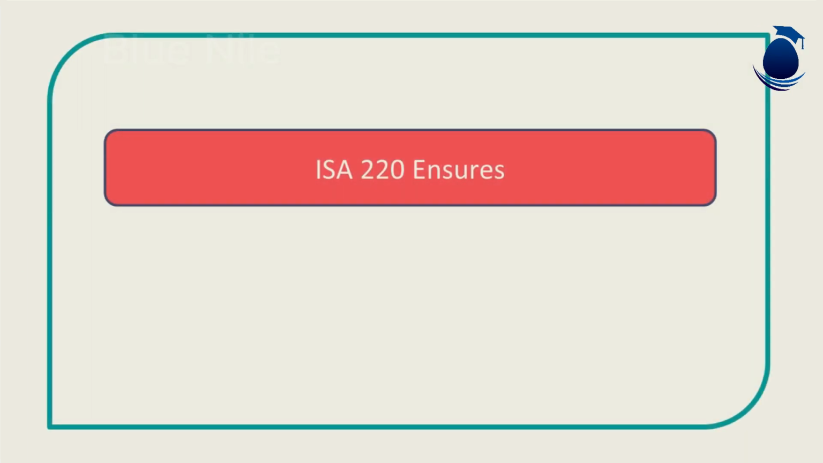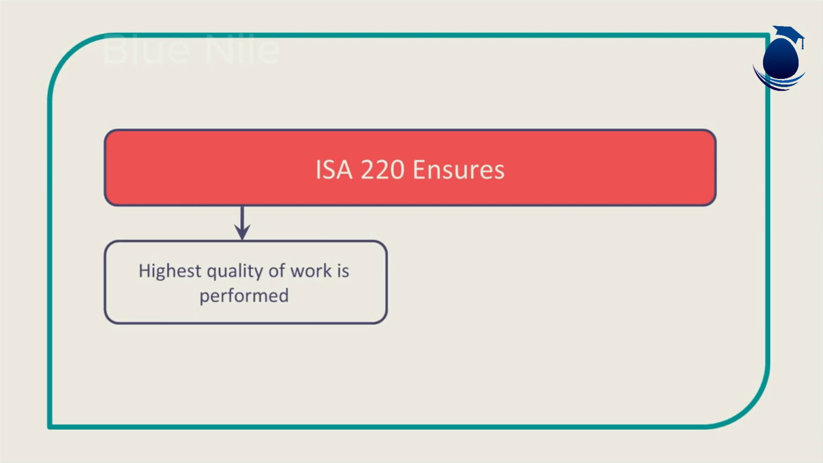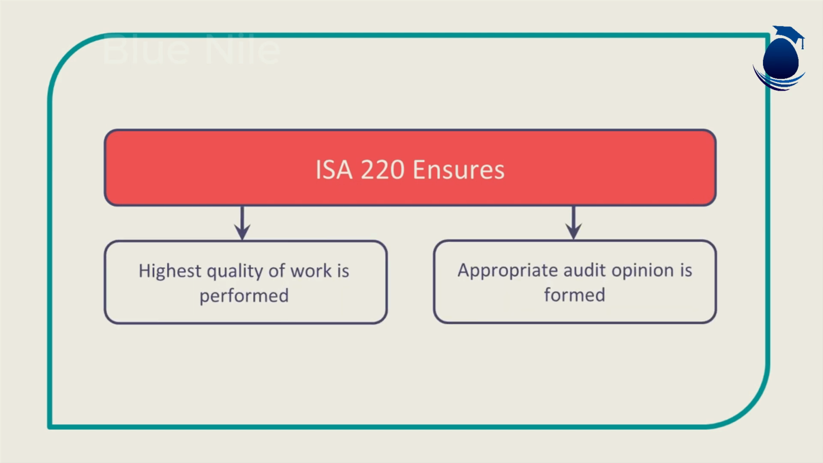Each of these six components is explained in ISA 220 to enable audit firms to ensure the highest quality of work is performed. This therefore ensures that an appropriate audit opinion is formed on the financial statements for every client.